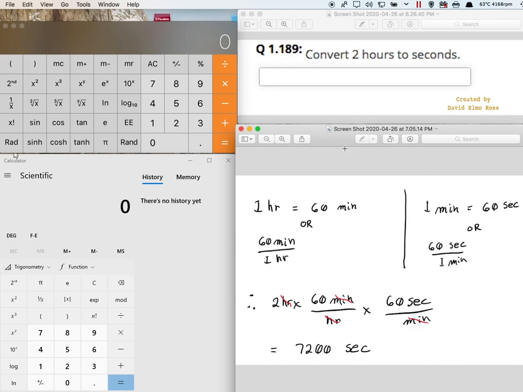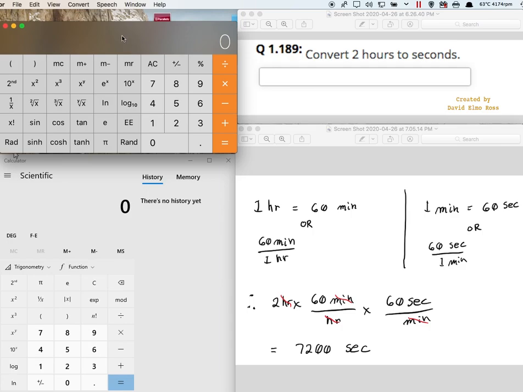And you want 2 hours, so 2 hours times 60 minutes per hour times 60 seconds per minute. Notice the hours cancel out, the minutes cancel out, and you're going to have 2 times 60, which is 7,200 seconds, which is what you'd write in here. But it is possible to do the same sort of stuff with a calculator.